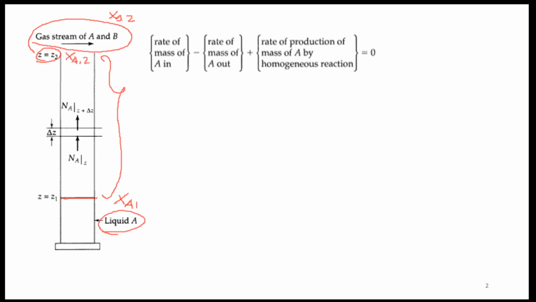We can also assume that gas A and B is ideal, so the entire system is kept at constant temperature and also kept at constant pressure. Now our task is to determine the mole fraction profile of gas A between Z2 and Z1. What is the XA profile?